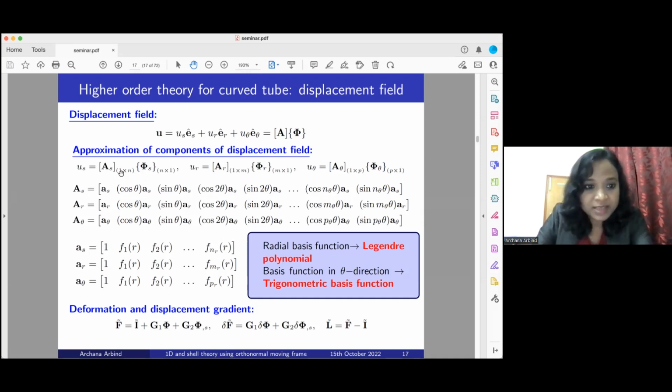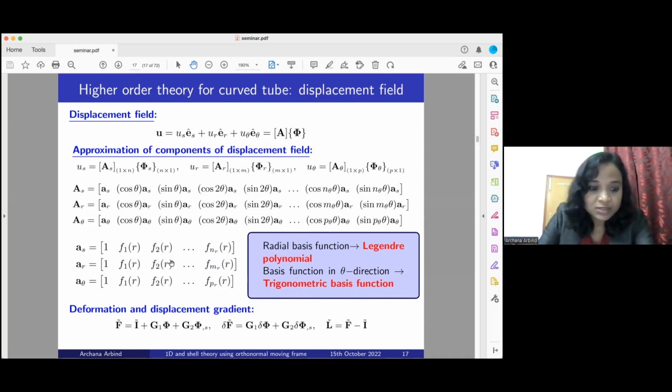So all these bases are known. Here the order of approximation is given. For example, NR, MR and PR is the order of the radial basis. Similarly, N theta, M theta, and P theta would be the order of basis function in theta direction.